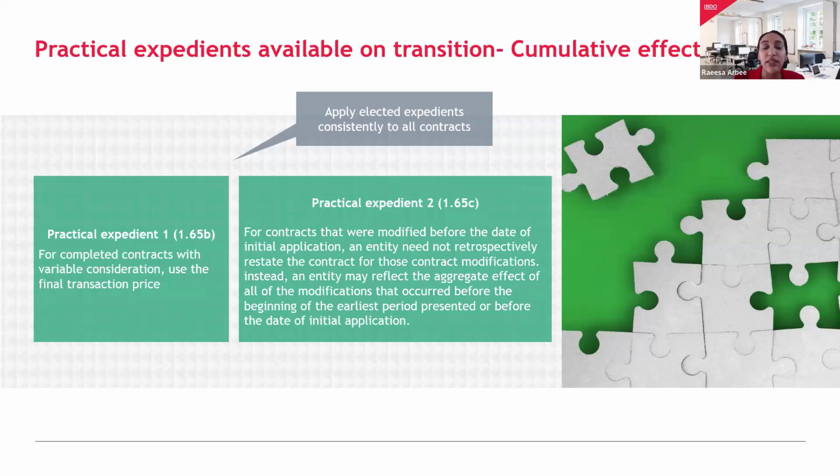Like we said in the previous slide, instead of unwinding and trying to think about what your variable consideration would have been, you can just apply the standard to the final transaction price. The second practical expedient is around modifications. Again, avoiding having to think about what modifications happened when, and just transitioning the contract based on the final terms and conditions, or as they stand at the date that you apply the standard.